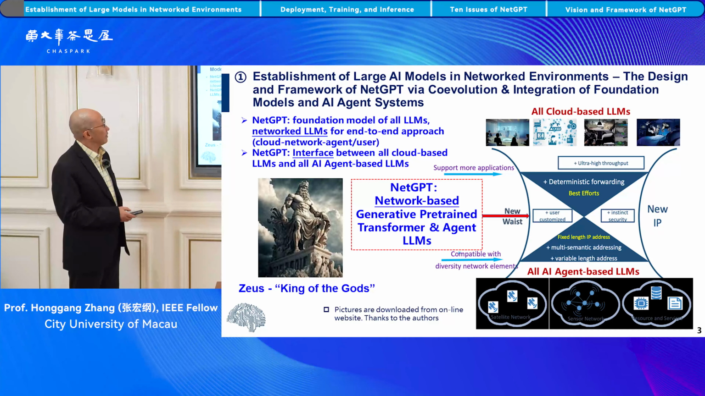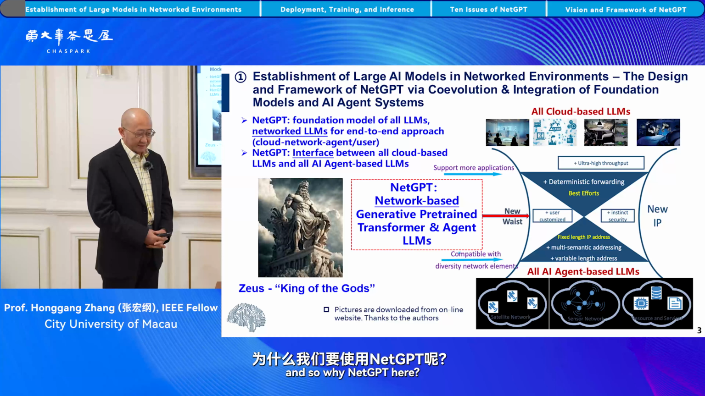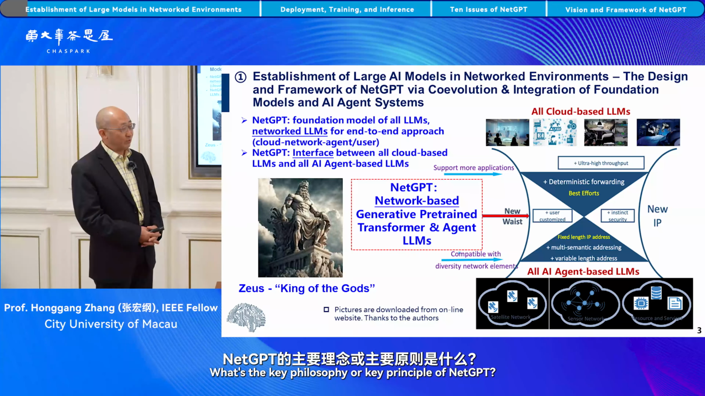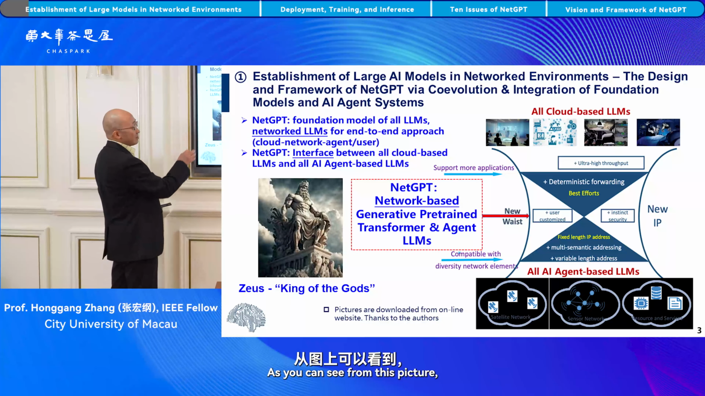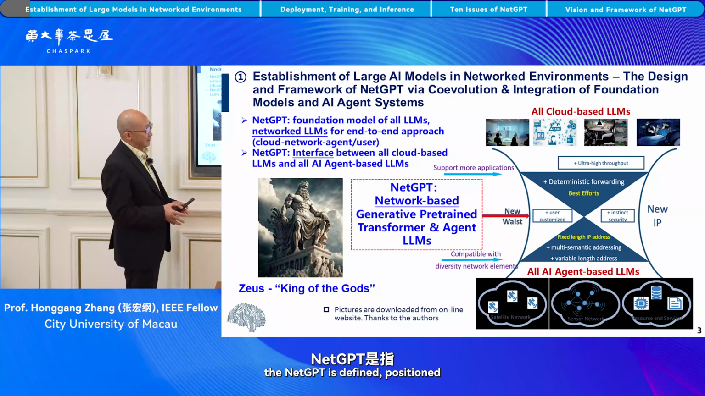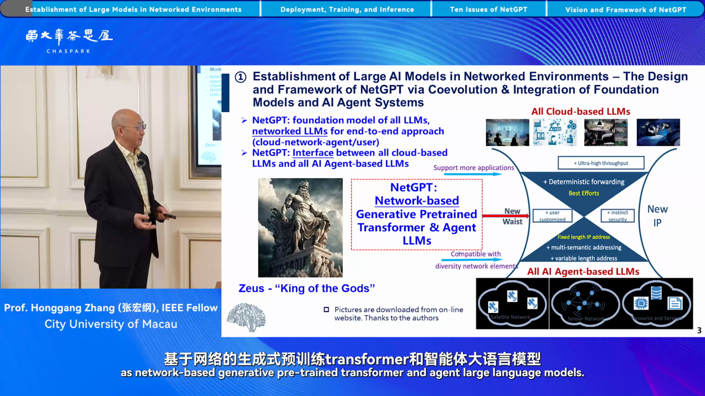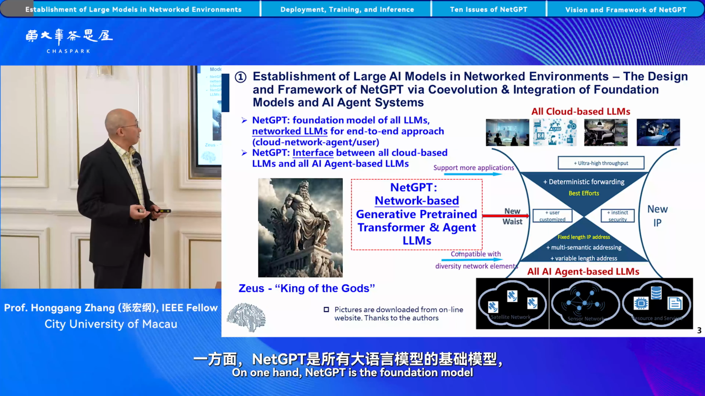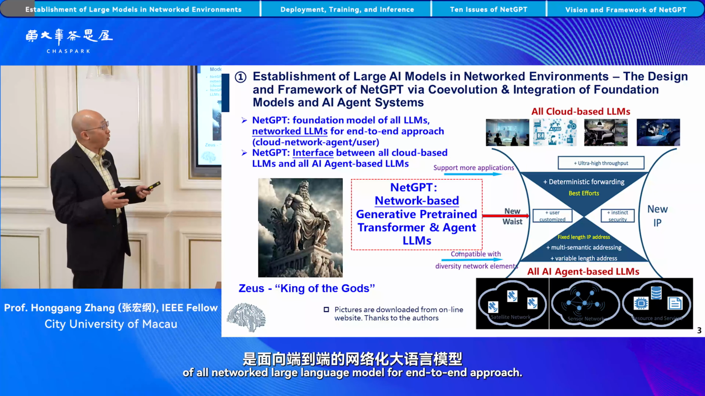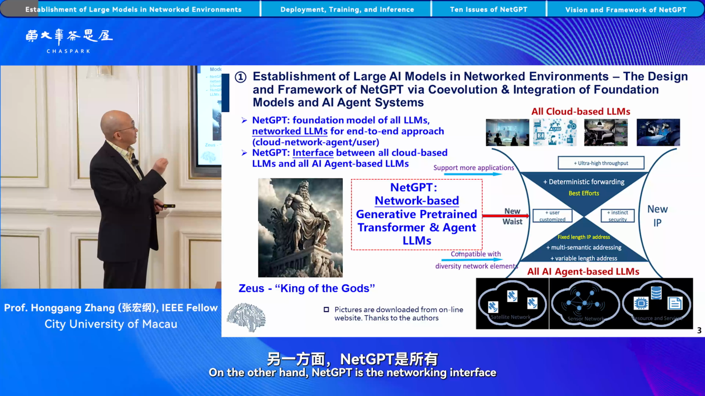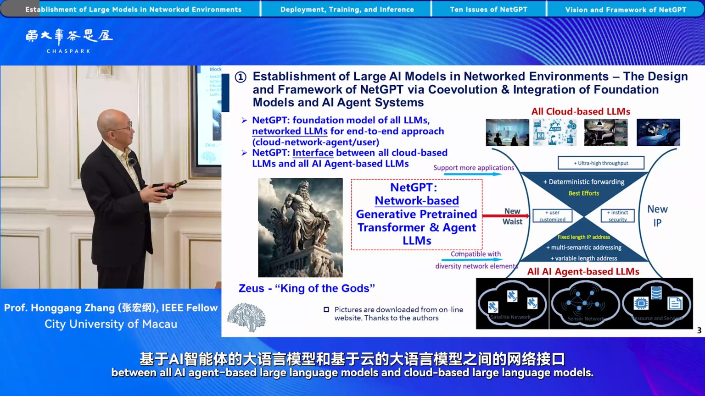So the first part, why NetGPT here? Why does NetGPT make sense here? What's the key philosophy or key principle of NetGPT? As you can see from this picture, NetGPT is defined, positioned as network-based generative pre-trained transformer and agent large language models. On one hand, NetGPT is the foundation model of all large language models, all networked large language models for the end-to-end approach. On the other hand, NetGPT is the networking interface between all AI agent-based large language models and cloud-based large language models.